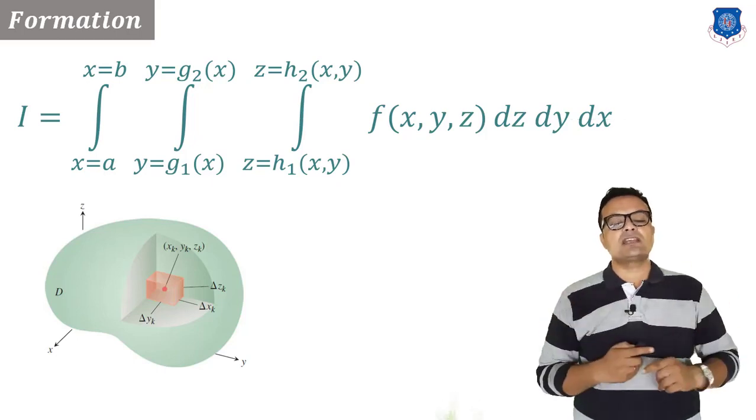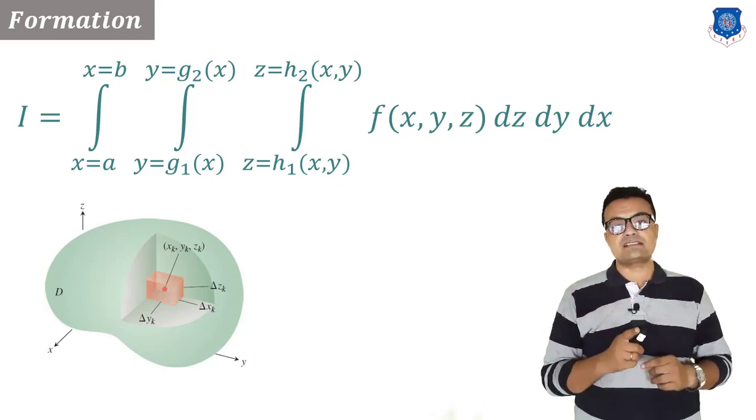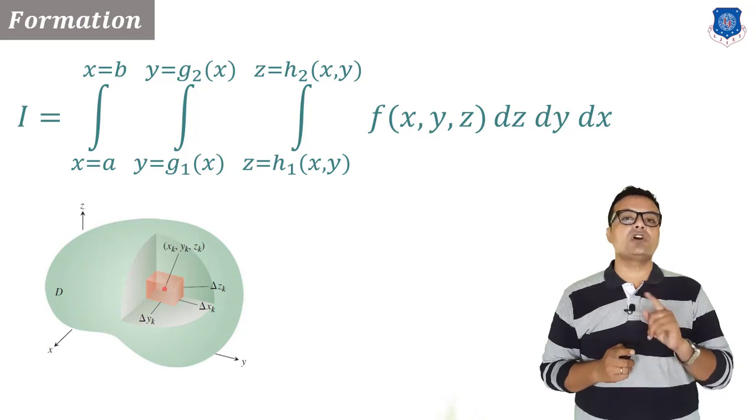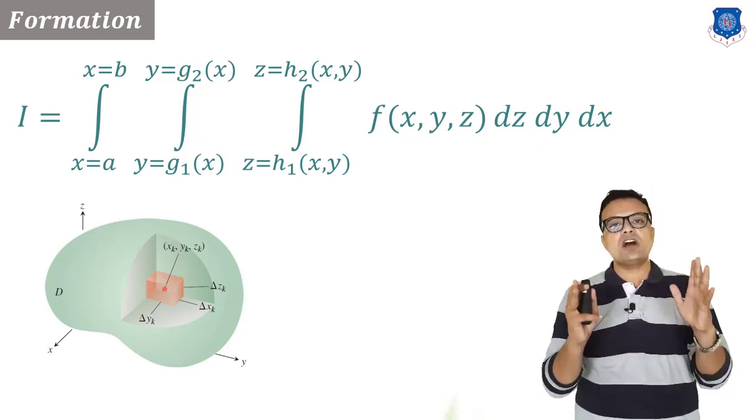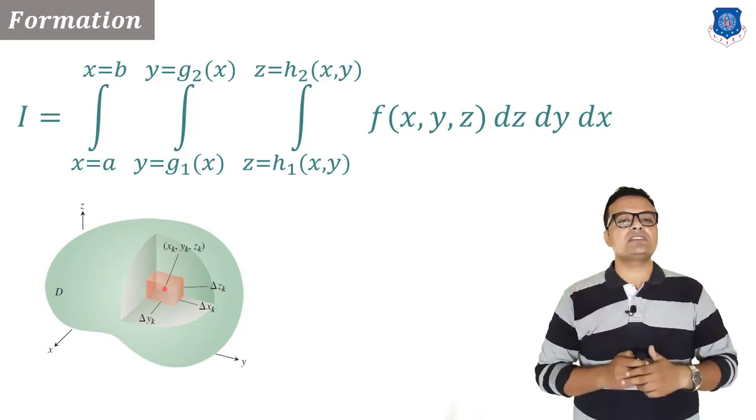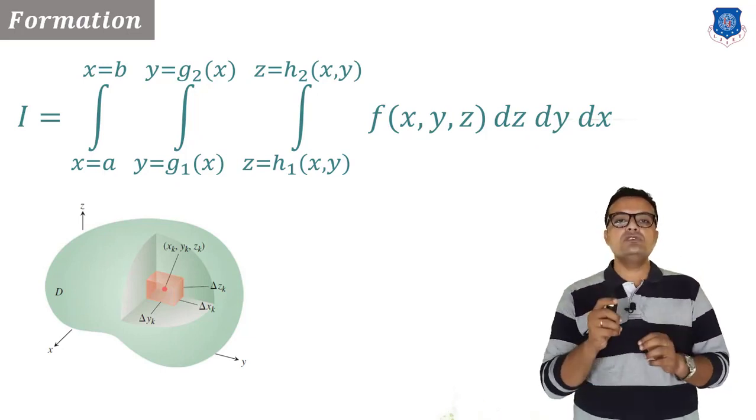Coming to the last part, the outermost variable, which is x, here limits must be constant. So they are from a to b. This is how the formation of triple integration is considered. And the rules are the same.